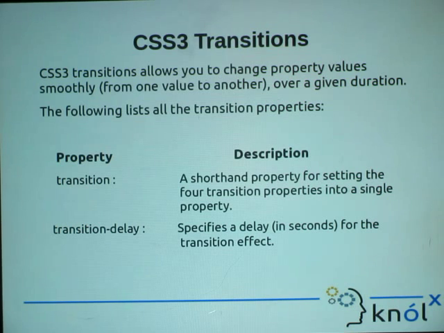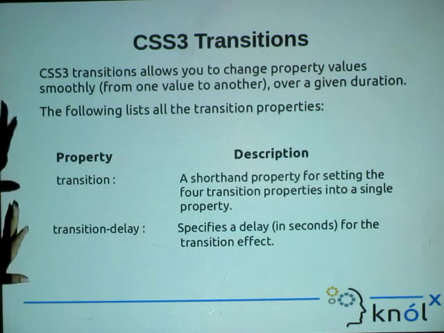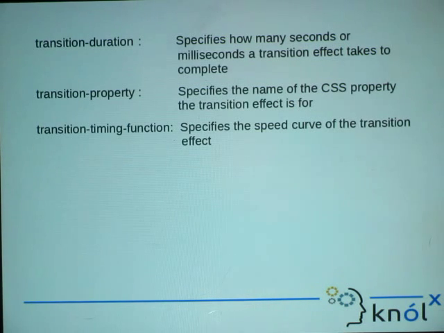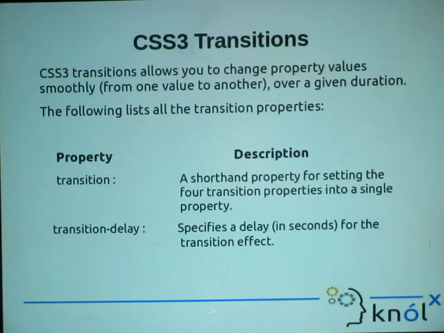I'll make it more clear. Transitions work not only for font size; you can apply transitions to any property. There are some properties that we use with transitions: transition delay, transition duration, transition property, and transition timing function. It will be more clear when I show you an example. Transition is a shorthand property for setting the four transition properties into a single property. I'll just show you an example.